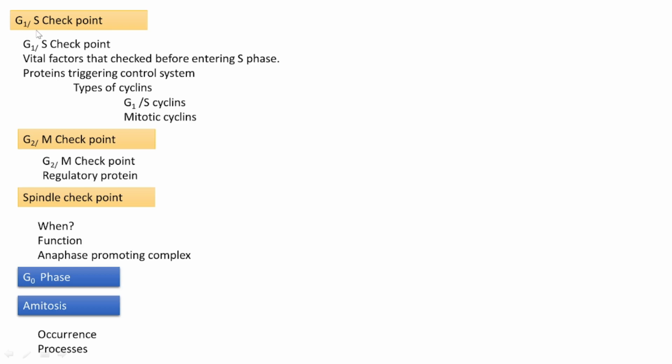First is the G1S checkpoint. Listen to that term, G1S checkpoint. G1, we know, is the first gap phase before the S phase. So from the title itself it is clear that the checkpoint is between G1 and S phase. If a cell passes this checkpoint, which phase can it enter? S phase. As the cell passes the G1S checkpoint, it can enter the S phase.